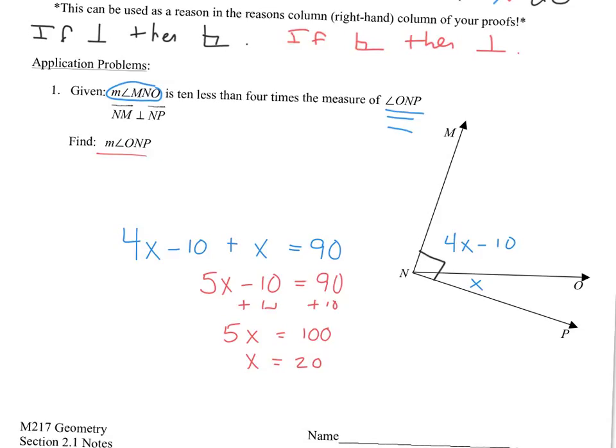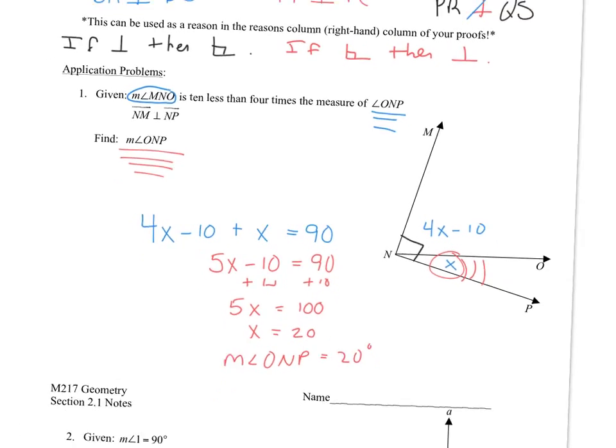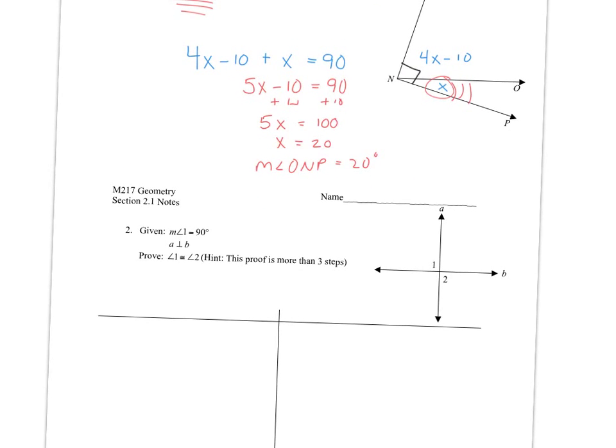Now in the problem it wants me to find the measure of ONP. Well, ONP is over here, which is equal to x, so I just solved that. So the measure of angle ONP is equal to 20 degrees. Now, if I wanted to find MNO, I don't have to take 20 and substitute it in for x in that angle, because I already know that this is a 90-degree angle, so the other angle has to be 70 degrees. But I'm not asked to find it, so let's imagine I never said that.